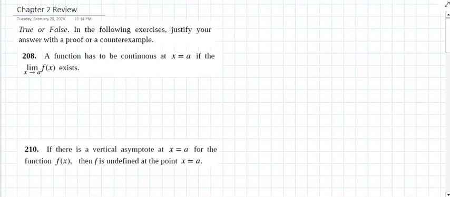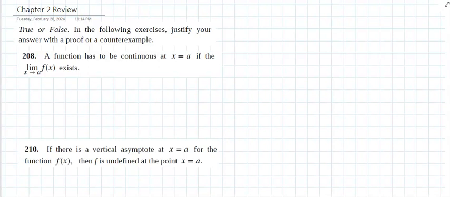Chapter 2 review. Now I gotta warn you, Chapter 2 review is not enough. I couldn't find enough problems in it for what we need, but I'm gonna do it anyways. If you notice, there's no limit by picking numbers like we have on the homework, but it refreshes certain ideas.